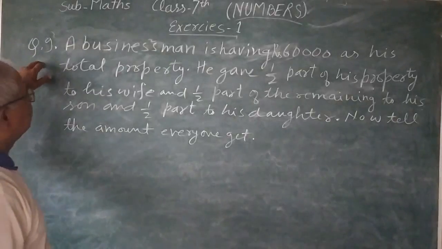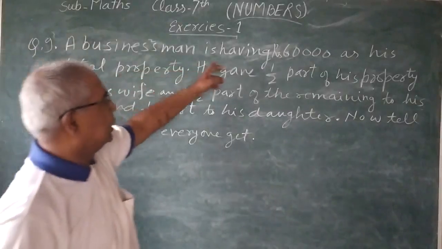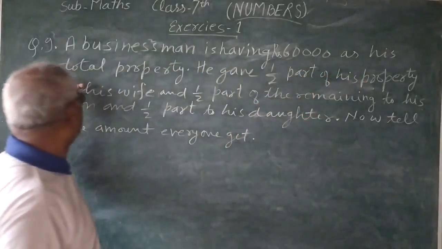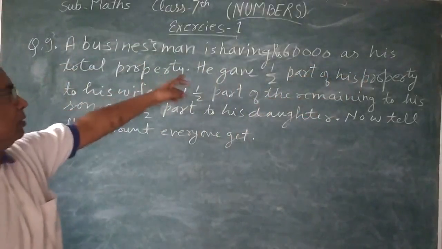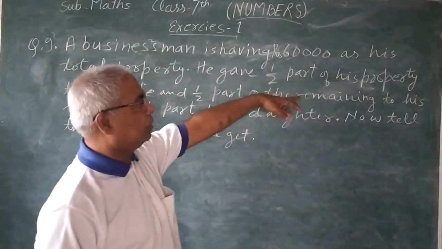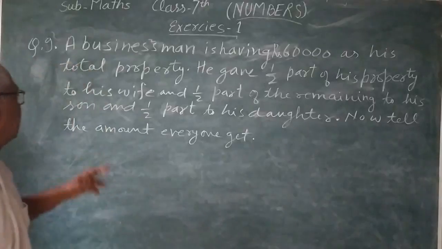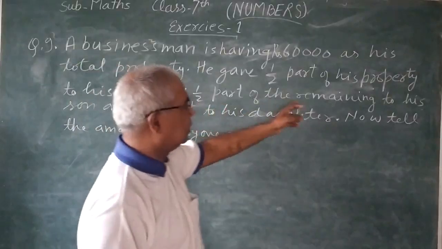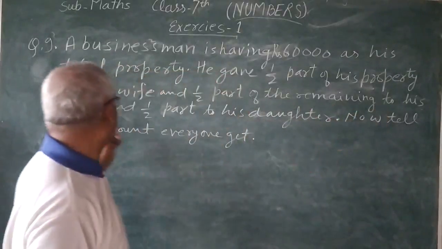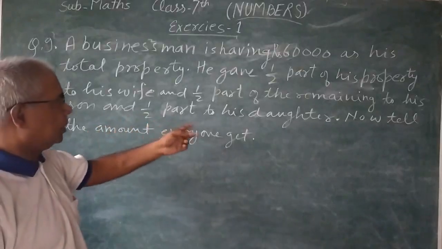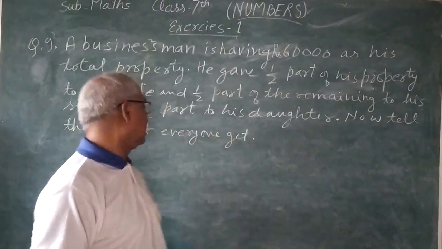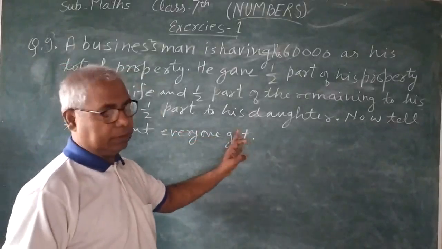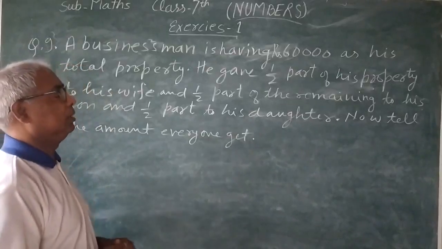Question number 9. A businessman has rupees 60,000 as his total property. He gave 1/2 part of his property to his wife, 1/2 part of the remaining to his son and 1/2 part to his daughter. Now tell the amount everyone gets.